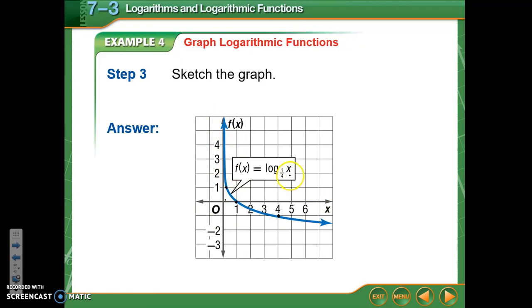We know that the base of our logarithm was between 0 and 1. So again, the y-axis is our asymptote, but this time I'm coming from positive infinity and coming down, and it will continue to decrease as x goes to positive infinity.